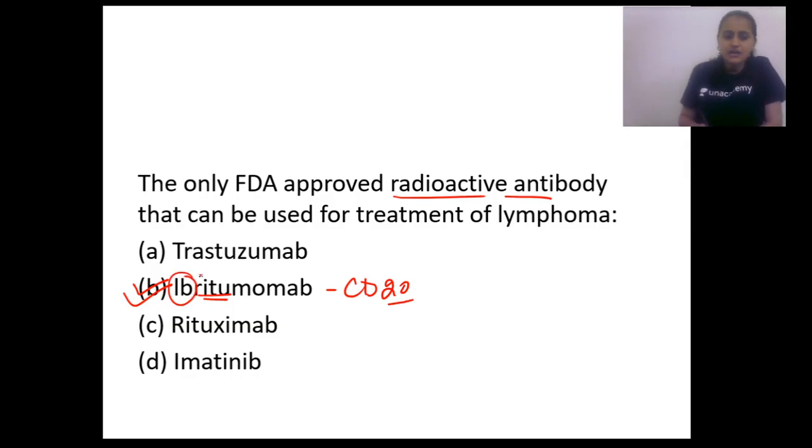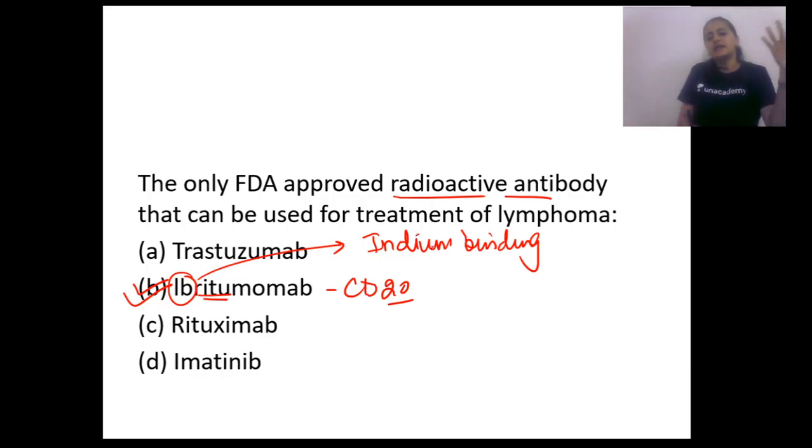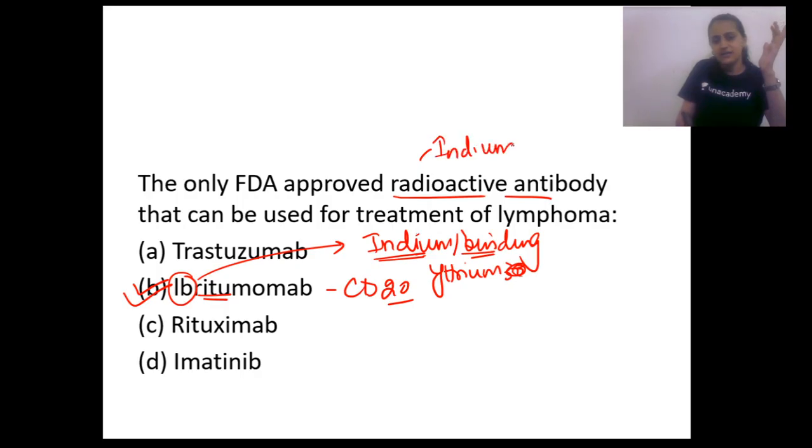So remember that IB helps you to remember that it is indium binding. Okay, it is indium binding, that is, it is a radio labeled antibody. So what you bind it with is either indium or more commonly yttrium. So indium binding is your radioactive antibody. So remember, indium binding, that is IB. So that is Ibritu is your radioactive antibody.